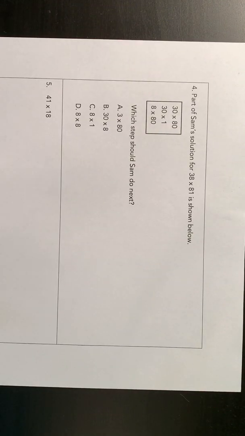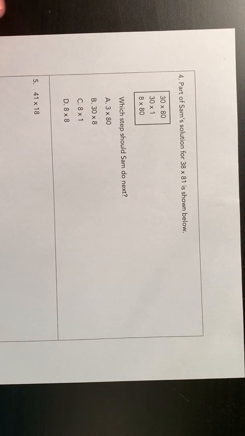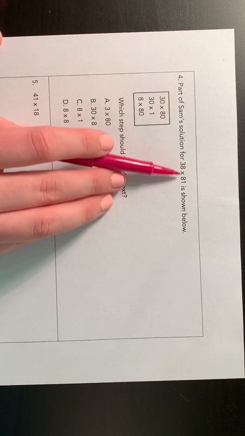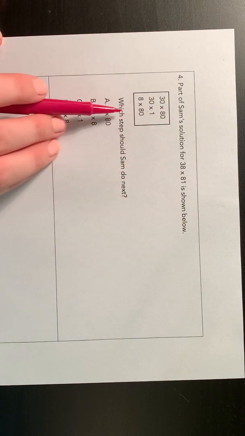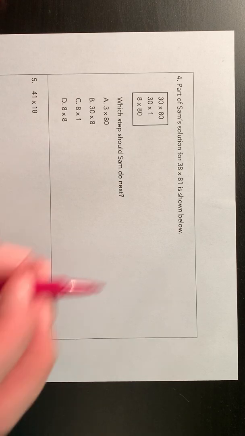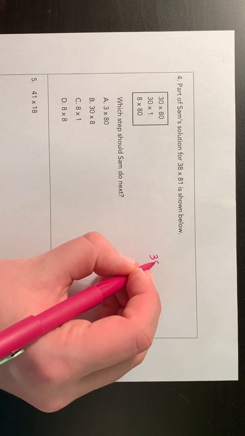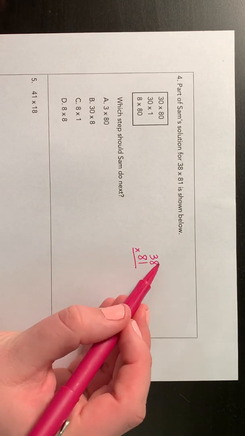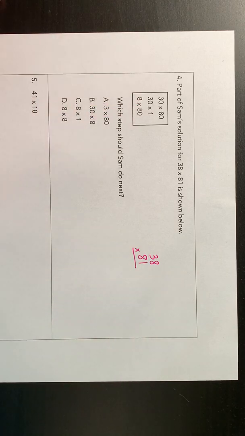Okay, now on to number 4. So for number 4, it looks confusing at first, but really all they're asking you is part of Sam's solution for 38 times 81 is shown below. It's just like partial products, and we're just missing the 4th step. So the question is asking you, which step should Sam do next? So all you have to do really is set up this problem as if it were partial products and write out each of your steps and then figure out which one is missing.